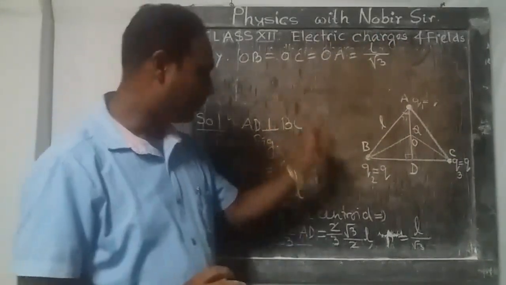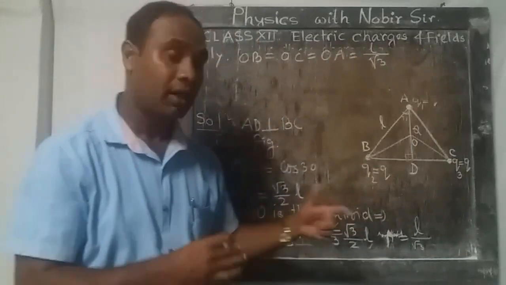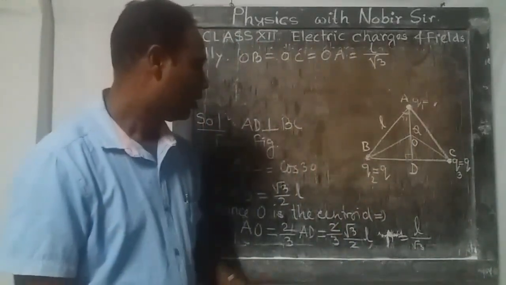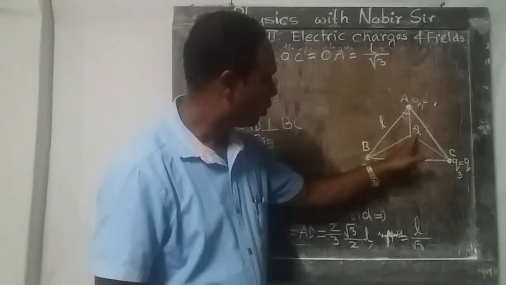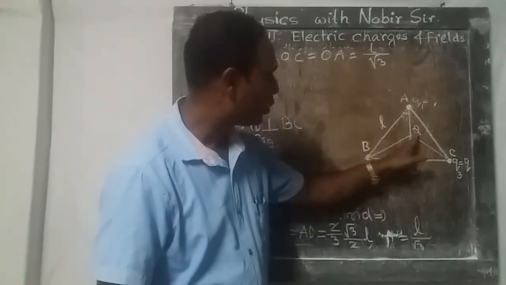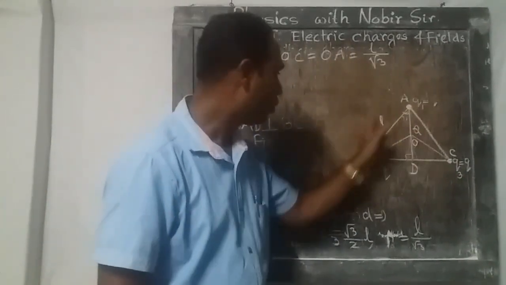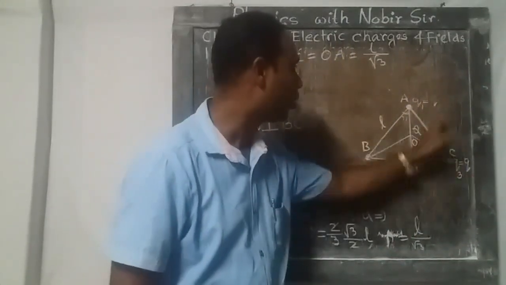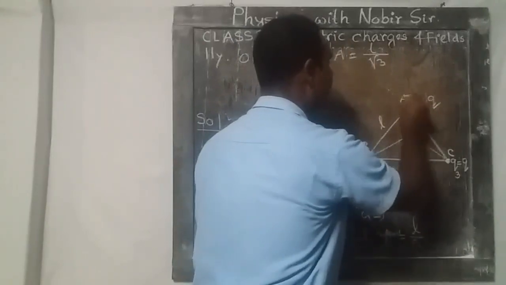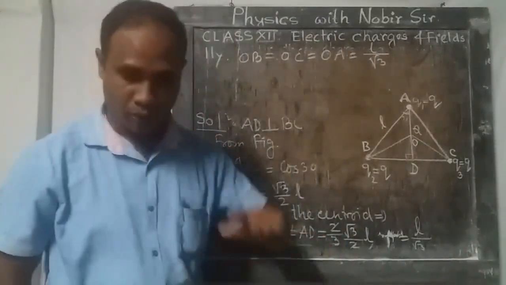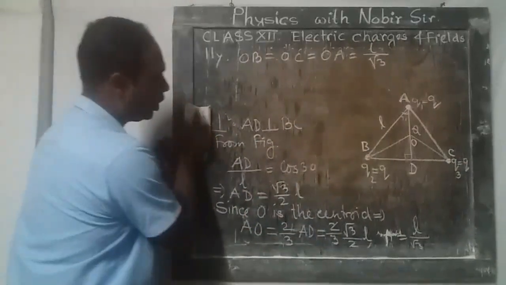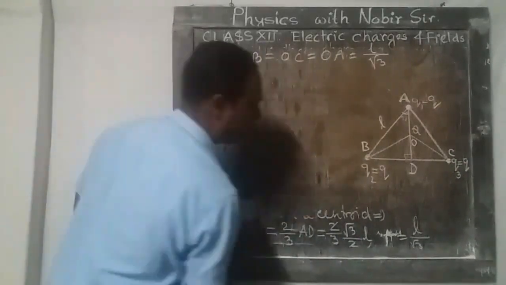Now this was the mathematical part, just mathematics. Now we have to move to the physics part. We have to find the force on charge Q due to these three charges, Q1, Q2, Q3. All the values are the same, that is Q. Now we move to the physics part.